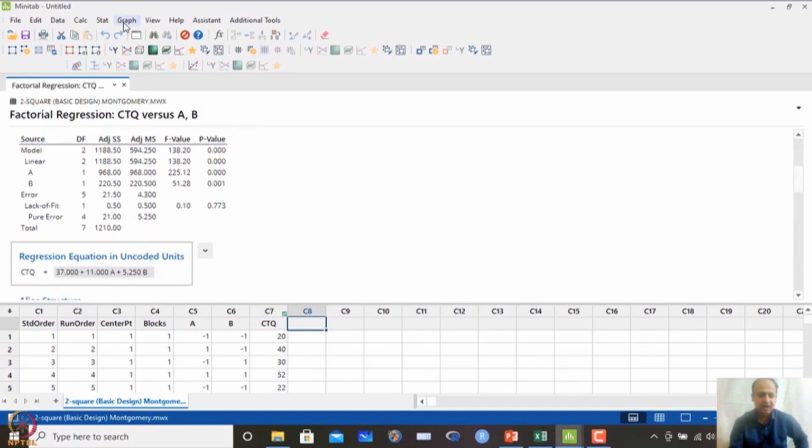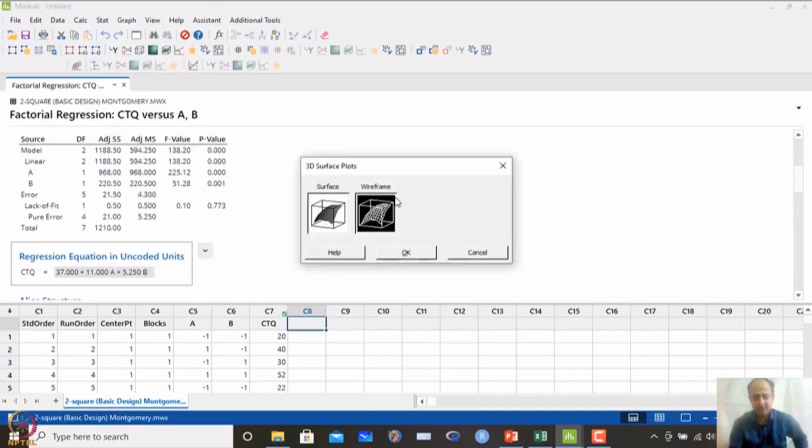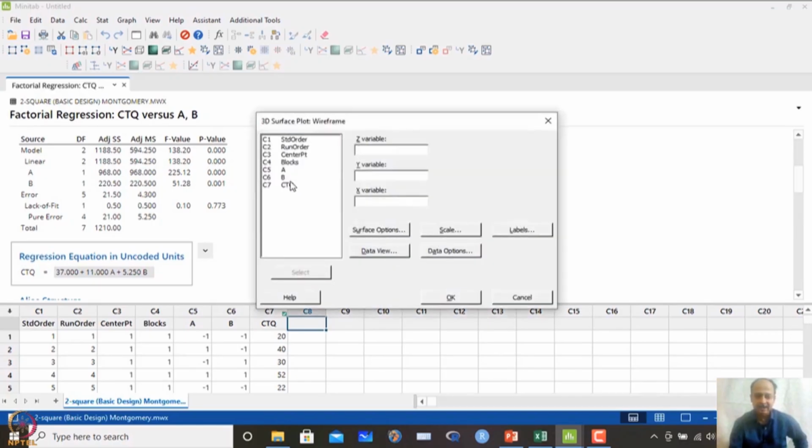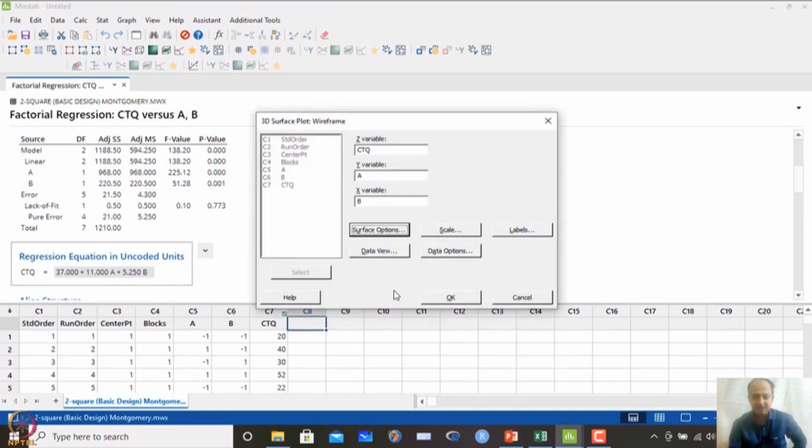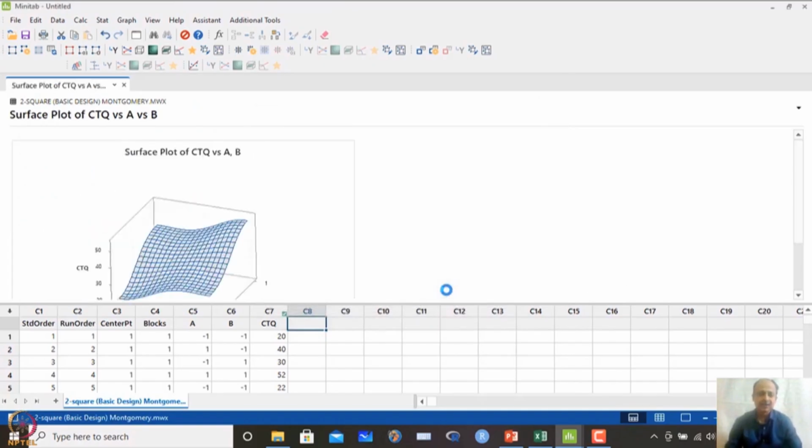Now, if you want to draw graphically, I want to see the surface plot of this. I can use wireframe over here and click OK. Then for the z axis I will say CTQ, let us take A in the y axis and B in the x axis. Then in surface options, maybe I will customize this with 20 meshes over here, and then click OK. Other things remain the same as default, I will click OK. So what will happen is that you will get the surface that is generated over here.